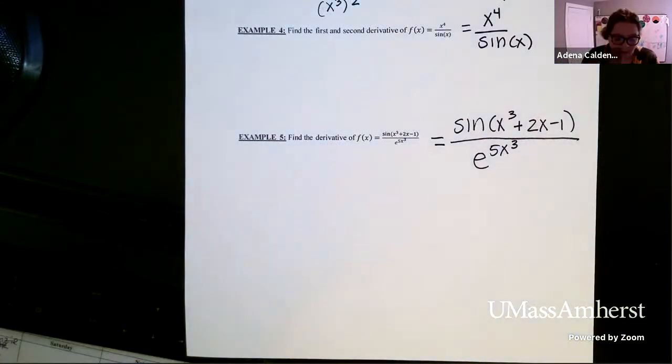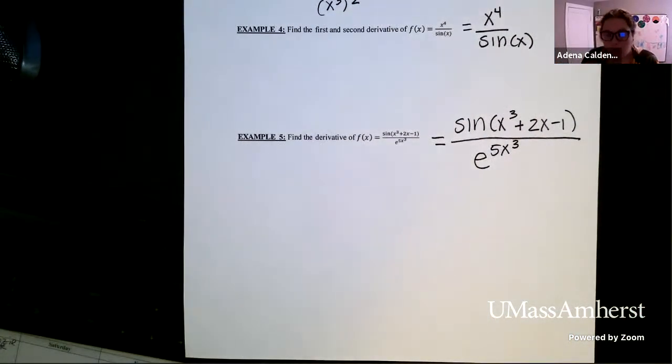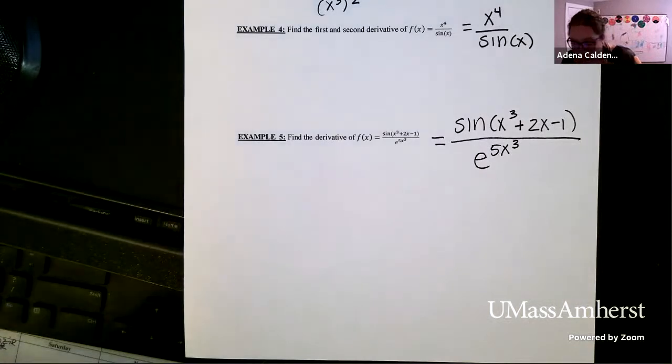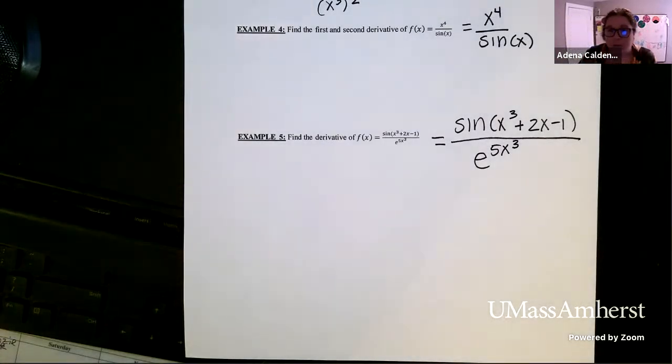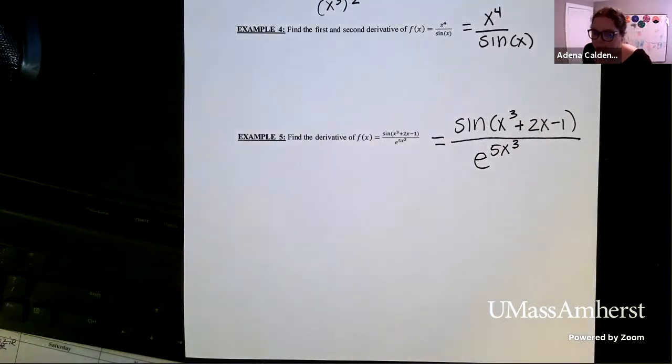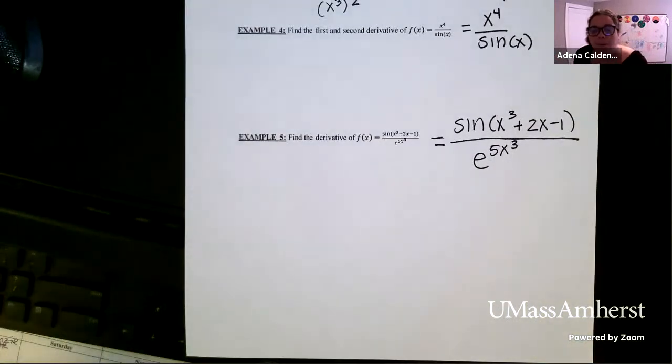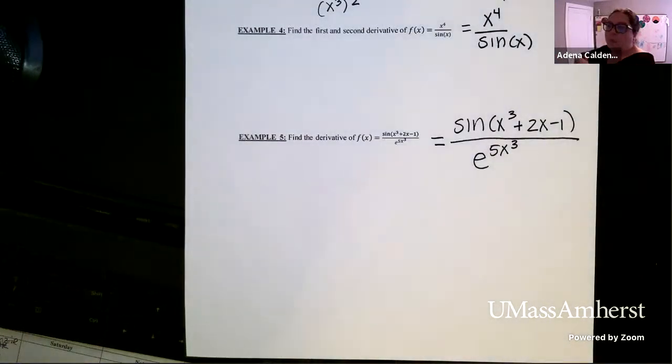Okay, so here we have another quotient rule. We have one function over another, but you can see that embedded within this quotient rule, we definitely have some chain rules. So for this one, we're just looking for the first derivative. It actually won't be quite as long as the last problem, but we do have to employ some chain rules within this to get to our answer.